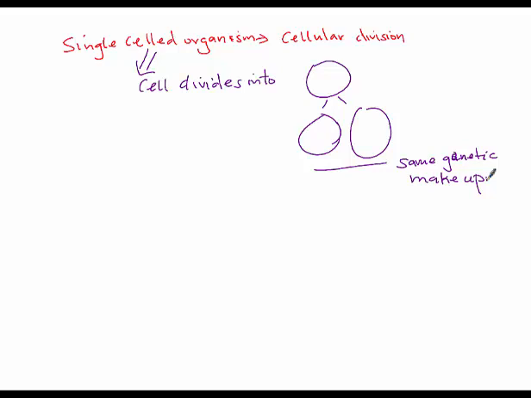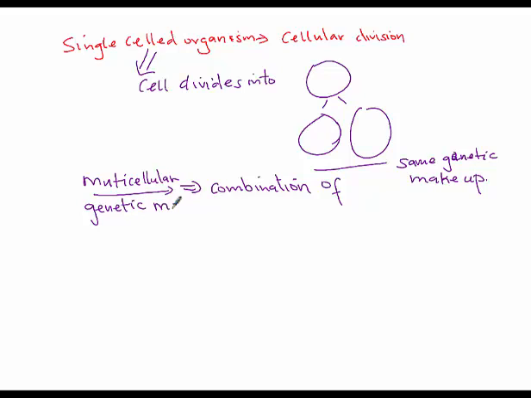Then we have the second part, which is the multicellular. A multicellular organism, on the other hand, as it is reproducing, will have a combination of genetic material. In the next unit, or in the next video, we will be looking at lesson number 2.